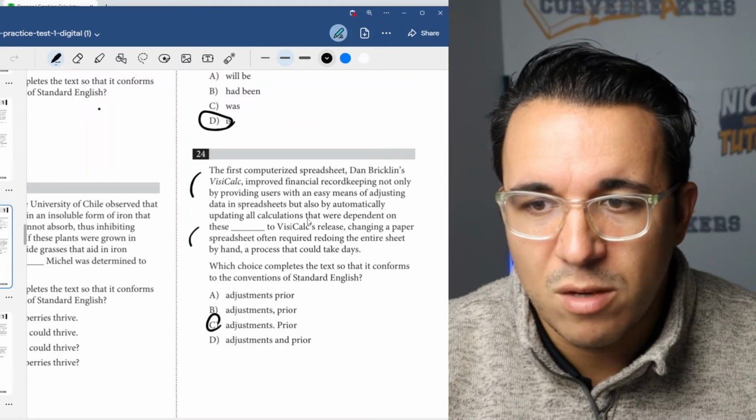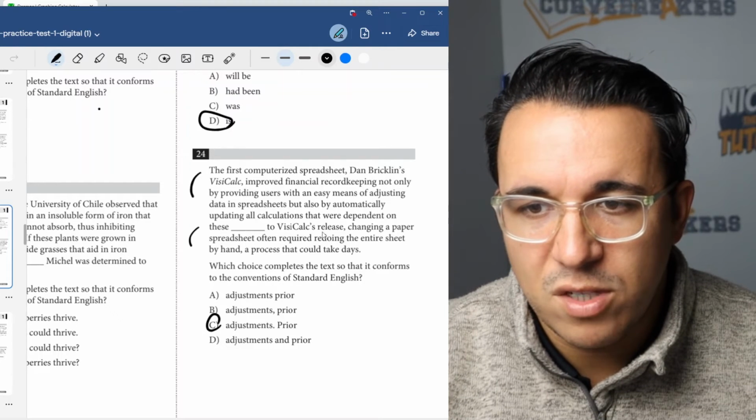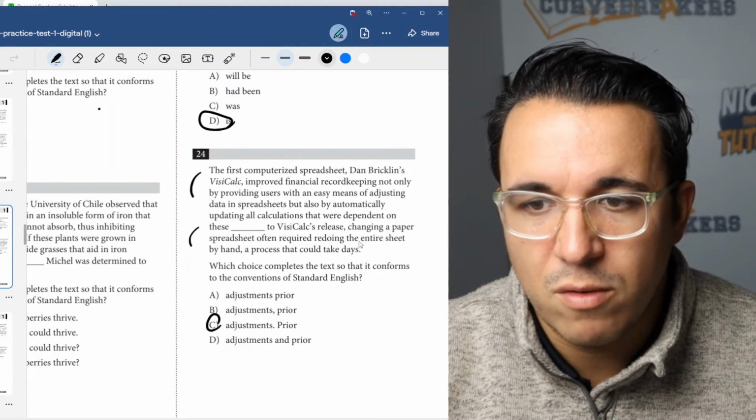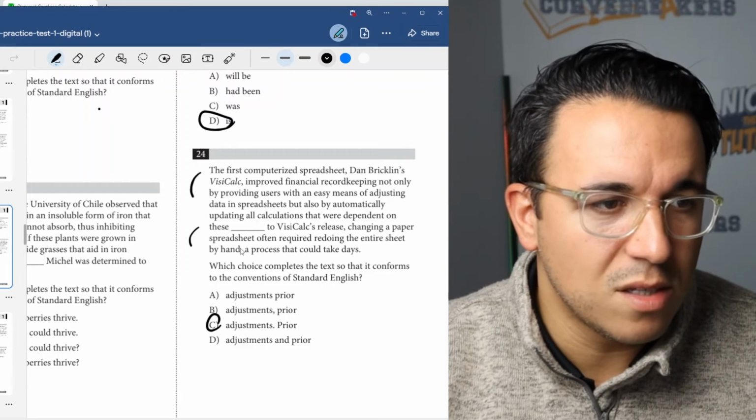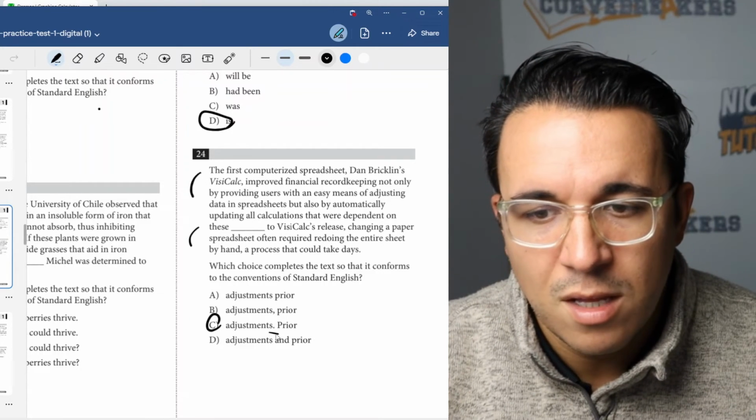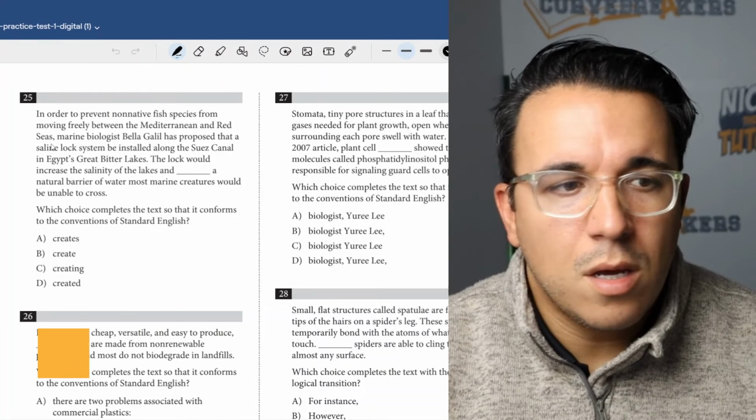Automatically updating all calculations that were dependent on these adjustments prior to VisiCalc's release. Changing a paper spreadsheet often required redoing the entire sheet by hand. So yes, this is two complete sentences, so I'm going to go with choice C, which is the only full stop punctuation. All right, let's get into number 25.